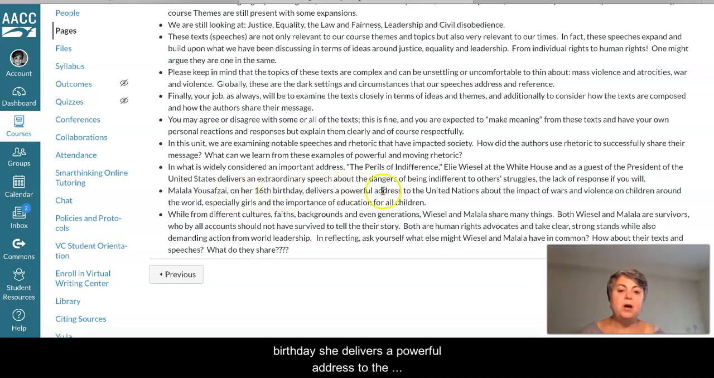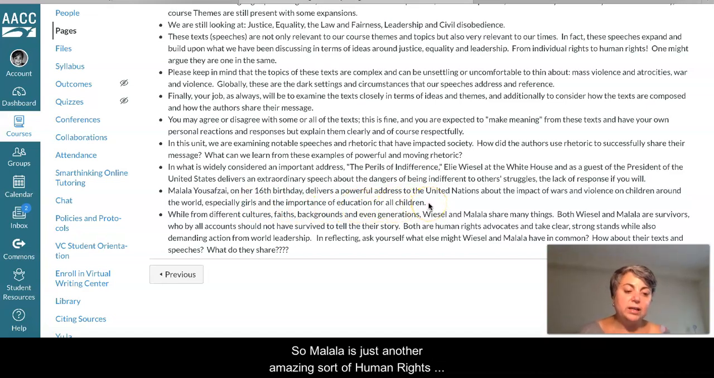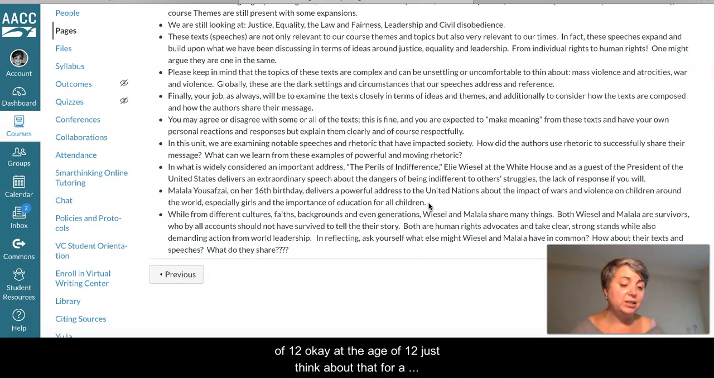She delivers a powerful address to the United Nations about the impact of wars and violence on children around the world, especially in her part of the world, she comes from Afghanistan, and especially the impact on girls and the importance of education for all children. So Malala is another amazing human rights advocate, and she was actually an activist at the age of 12, okay? At the age of 12, just think about that for a moment.